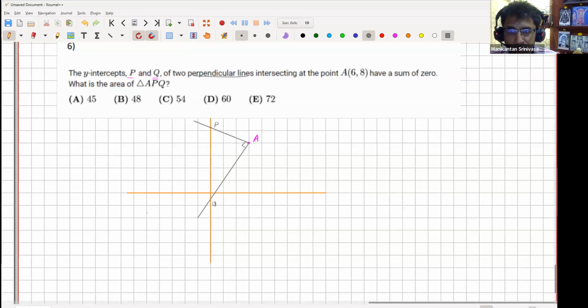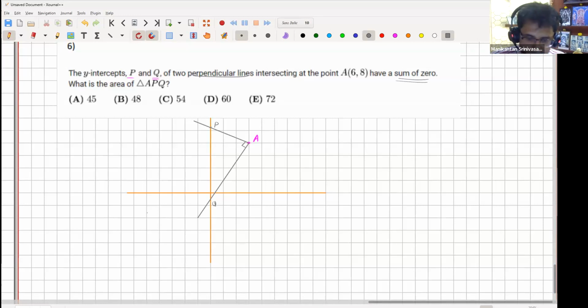Because the y-intercepts of P and Q have a sum of 0. But in this case, P looks like a big positive number, Q looks like a small negative number, which means my tilt is not all right. Right? So P looks like maybe 11, Q looks like -1. They're not going to add up to 0. So you want P and Q to be direct negatives of each other.